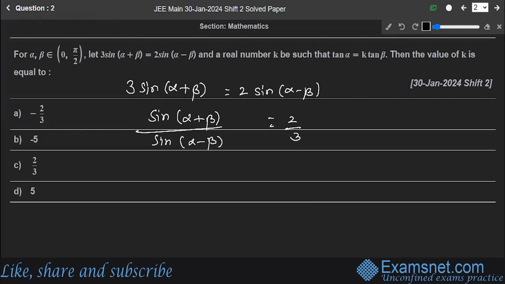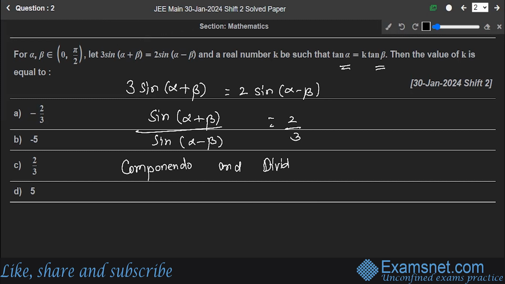If you go on solving like we usually do, it will be a lengthy question. What I will do, because I have to reach tan alpha and tan beta, I want to separate both of them. So let's do it with a very small, easier thing. I'll be applying componendo and dividendo.